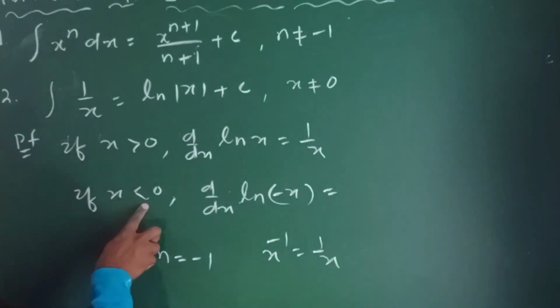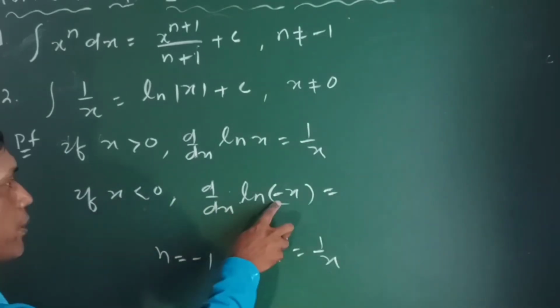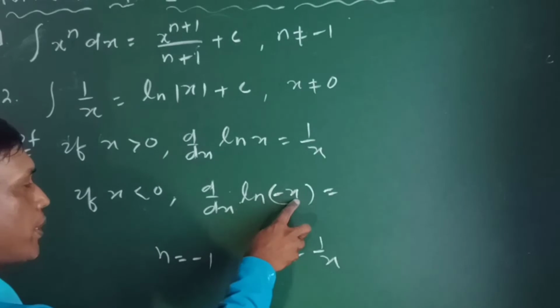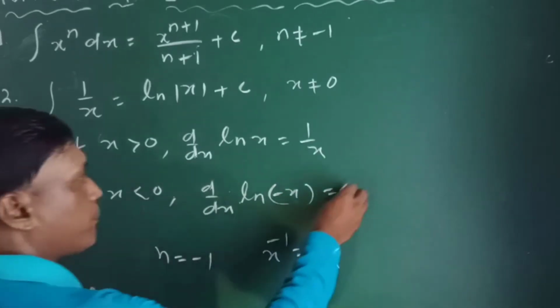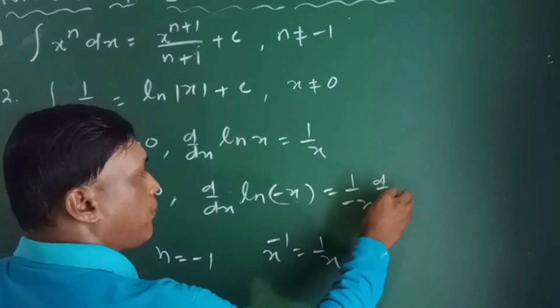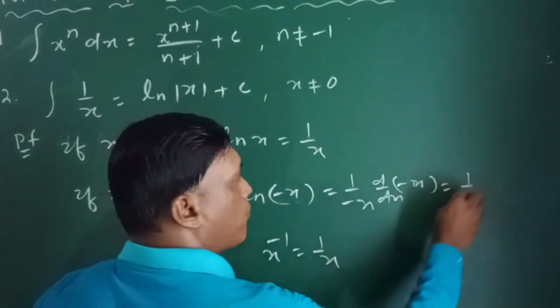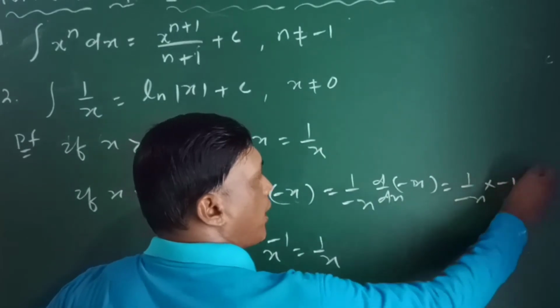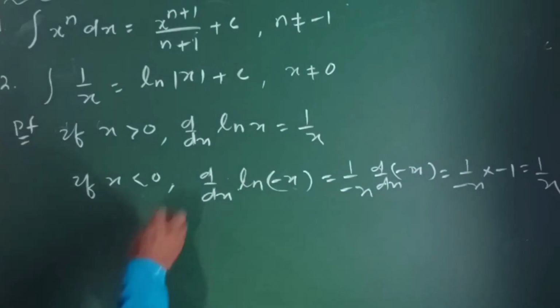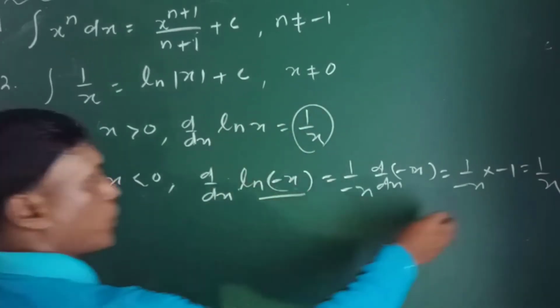If x is negative, then the derivative of ln(-x), because x is negative so minus x is positive: ln(-x) has derivative 1 by (-x) into the derivative of (-x), which is equal to 1 by (-x) into (-1), that is 1 by x. We find the derivative of ln x is 1 by x, and the derivative of ln(-x) is also 1 by x.